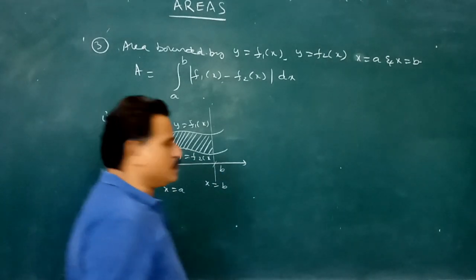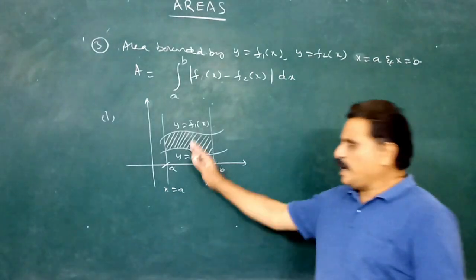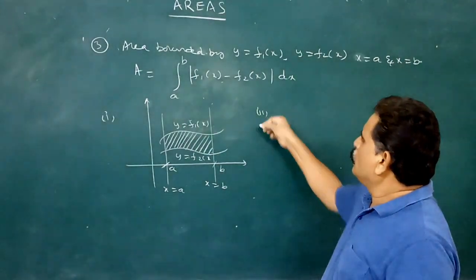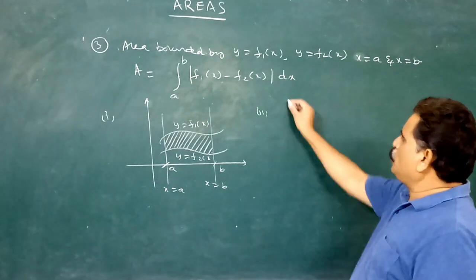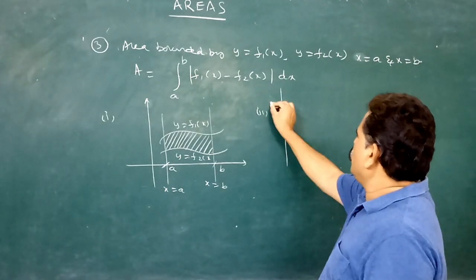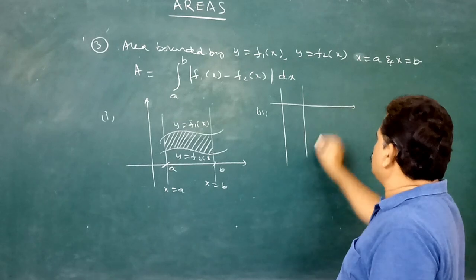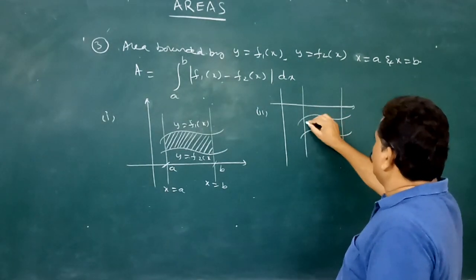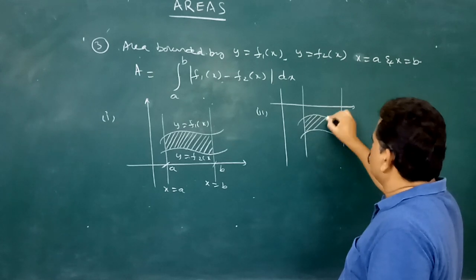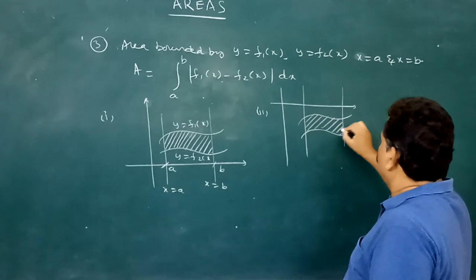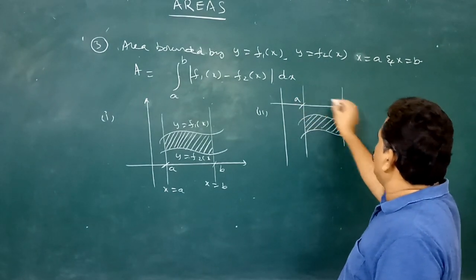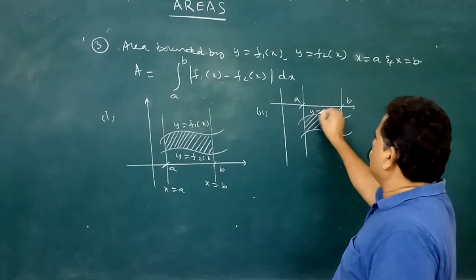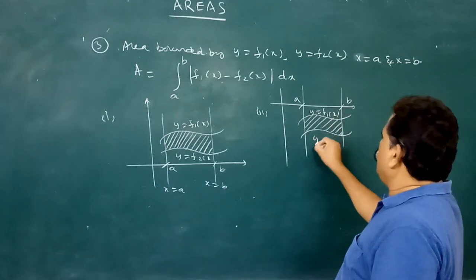Now in the second case, both the curves are below the x-axis. Like this, it is x equal to a, x equal to b, y equal to f1(x), y equal to f2(x).